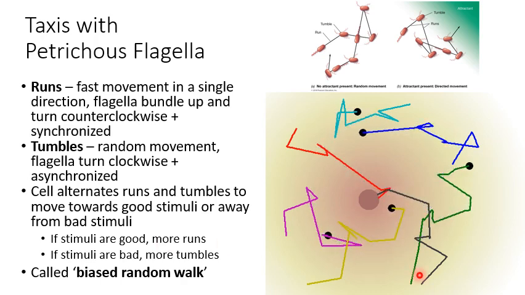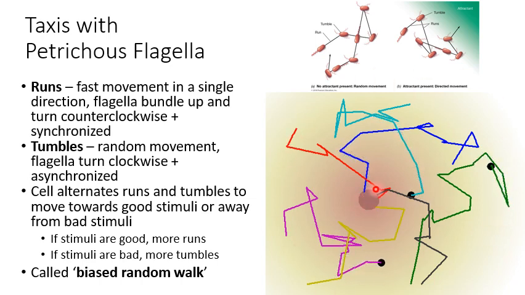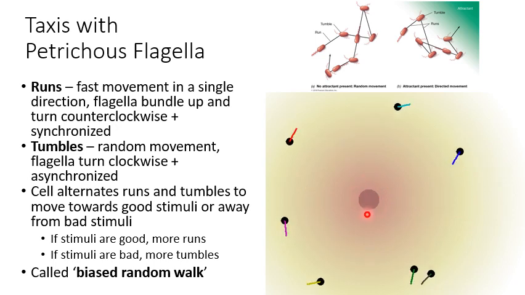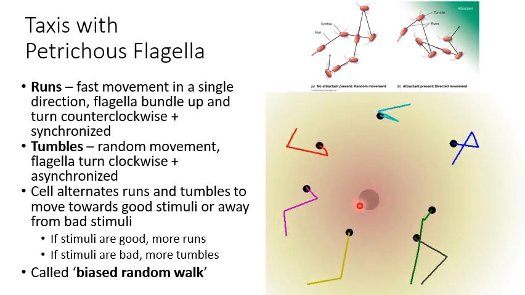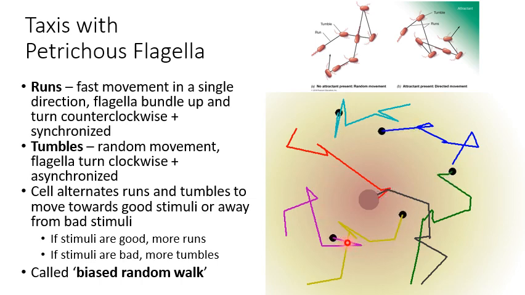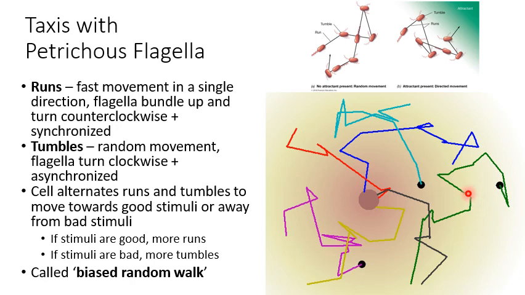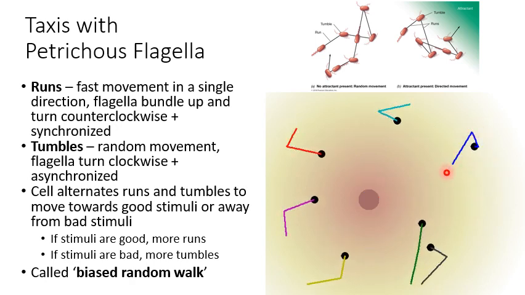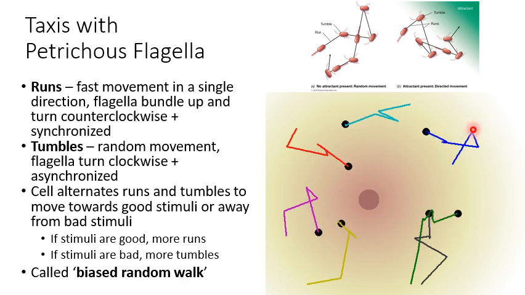So in this diagram here, you have a stimulant in the center, which is some type of nutrient that these bacteria are attracted to. Each of these black dots is a bacterium with peritrichous flagella, and then the line it's leaving is just showing the path that it has taken. Every time the line is straight, the cell is doing a run. Every time the line bends, the cell is doing a tumble.